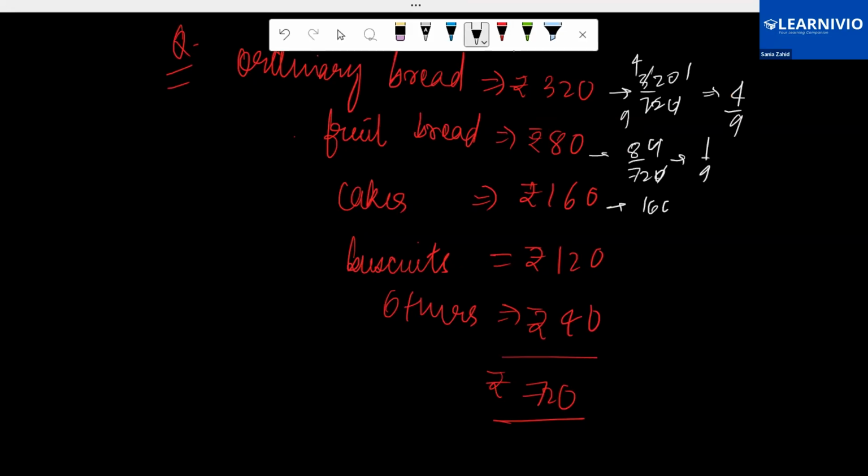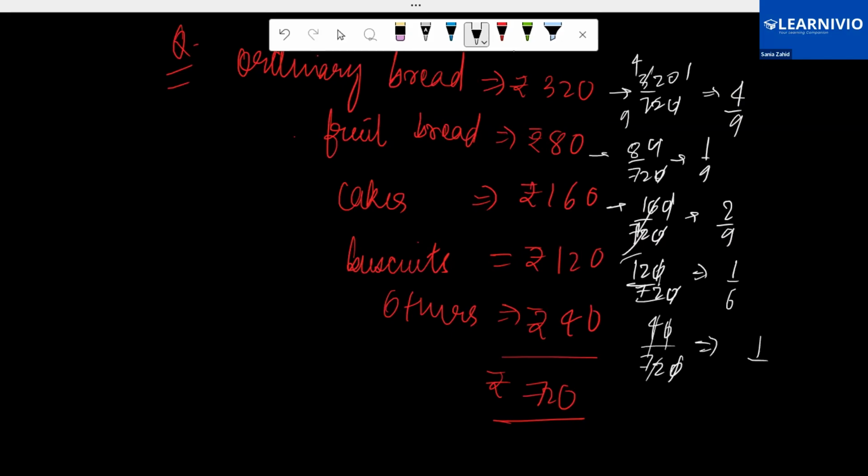Then you get 160 by 720. So this is 2 by 9. Then 120 by 720. So this is equal to, 12 into 6 is 72, so you can directly write 1 by 6. Then 40 by 720, which is 1 by 18. Okay, so we have 4 by 9, 1 by 9, 2 by 9, 1 by 6, and 1 by 18.